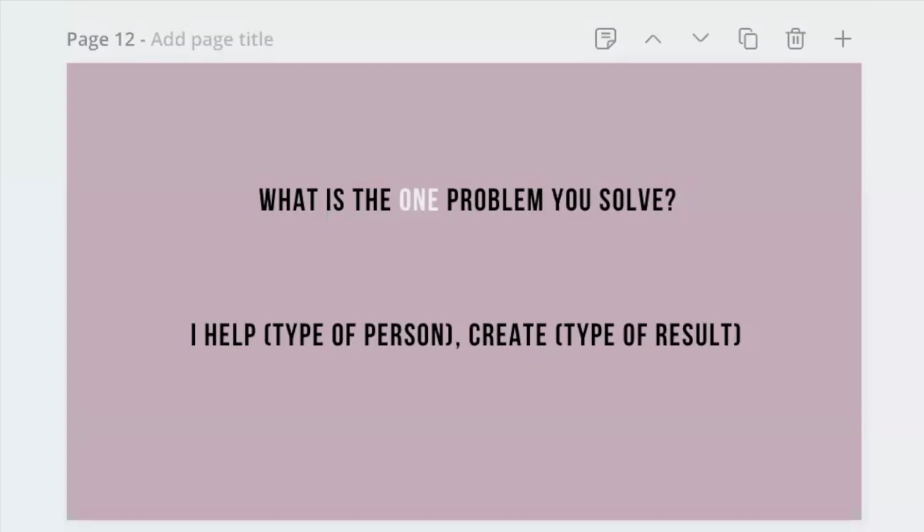I help people create freedom in their choices. Love it. We're going to get more specific because freedom looks so different, right, to different people. I love it, Whit. I want you to get even more specific. When you say freedom, what does it mean? I help people get fit, fab, and financially free.